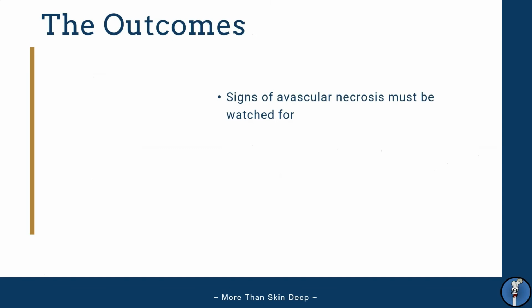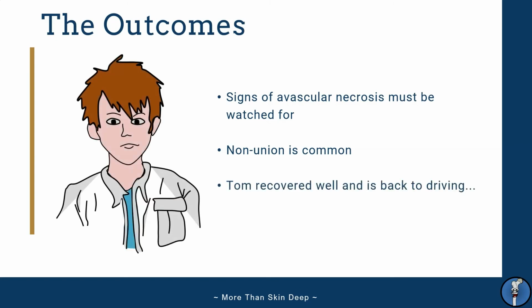The outcomes: you must watch for avascular necrosis. This is early signs of osteoarthritis. Non-union is relatively common, hence why these screws are used fairly often. In Tom's case, he recovered well and he's back to driving, albeit a little bit more carefully.